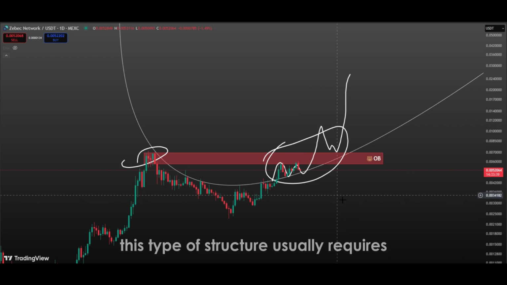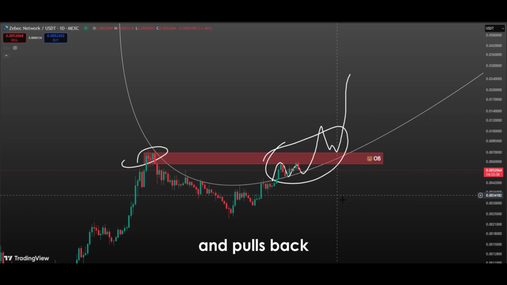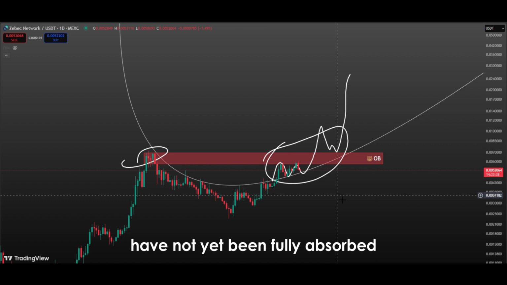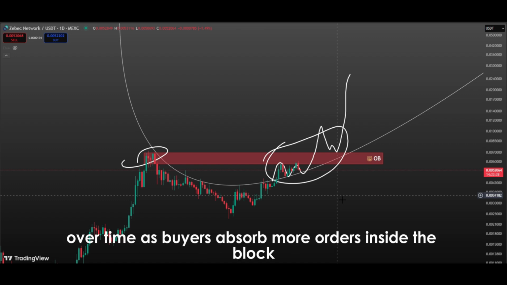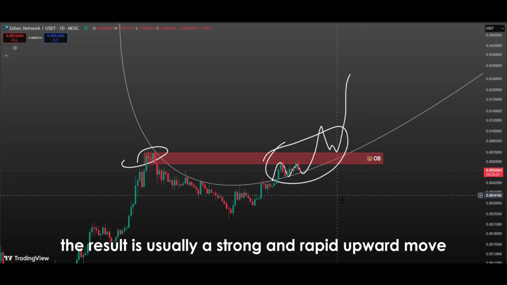On charts, this type of structure usually requires multiple attempts to break through. On the first touches, the price often gets rejected and pulls back because the sell orders within the block have not yet been fully absorbed. Over time, as buyers absorb more orders inside the block, sellers' strength is diminished. Once the block is broken, the result is usually a strong and rapid upward move.